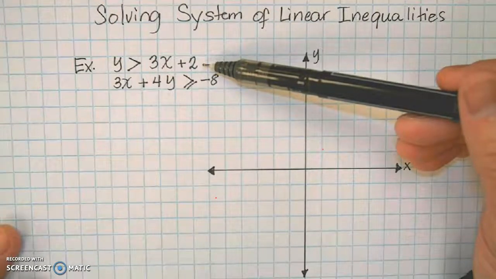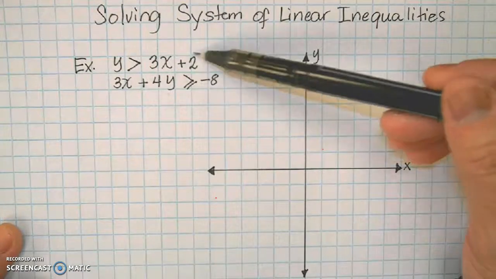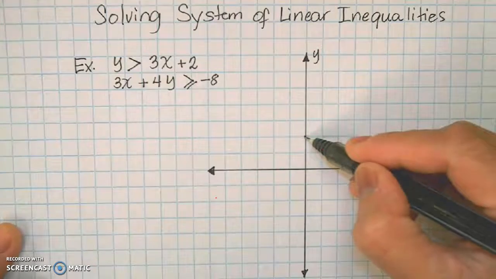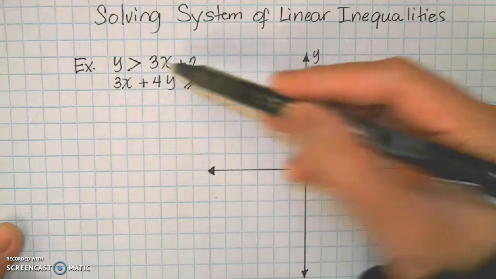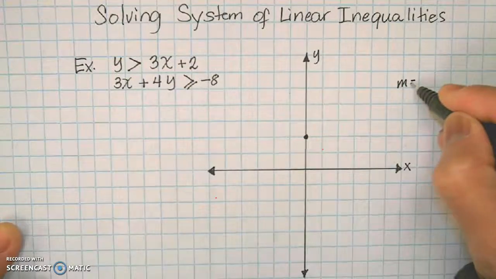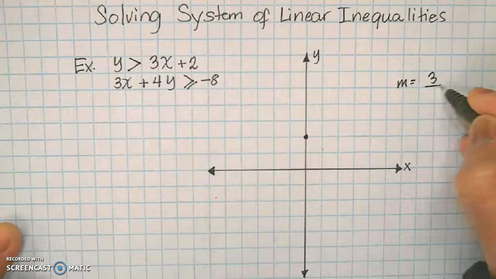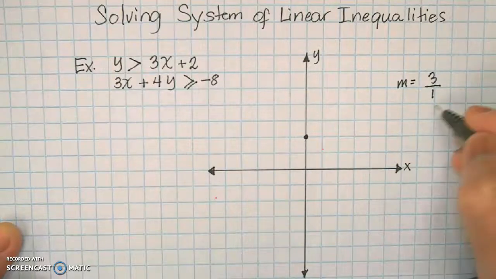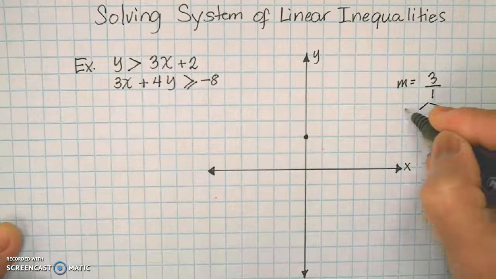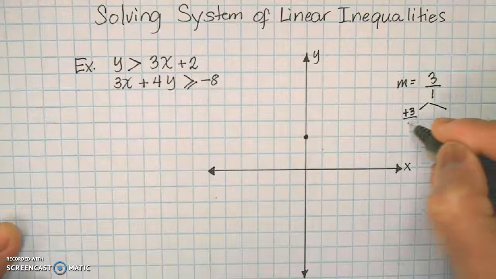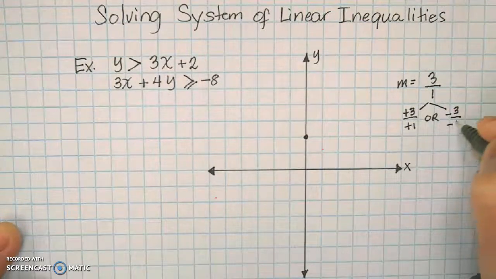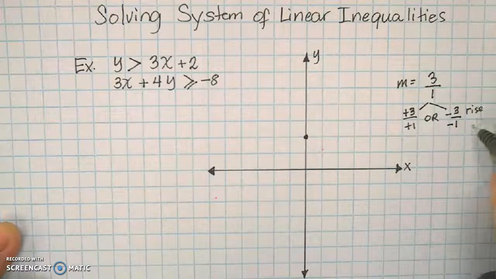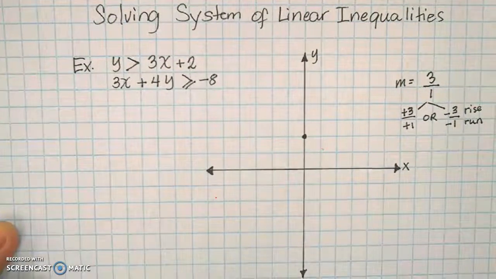so we can start graphing it, starting with the y-intercept of 2. Then we look at the slope, which is 3. So the m is equal to 3, but that's 3 over 1 because we need the rise and the run. This has two meanings: positive 3 over positive 1 or negative 3 over negative 1. So this is our rise, and this is our run. So let's graph using both slopes.